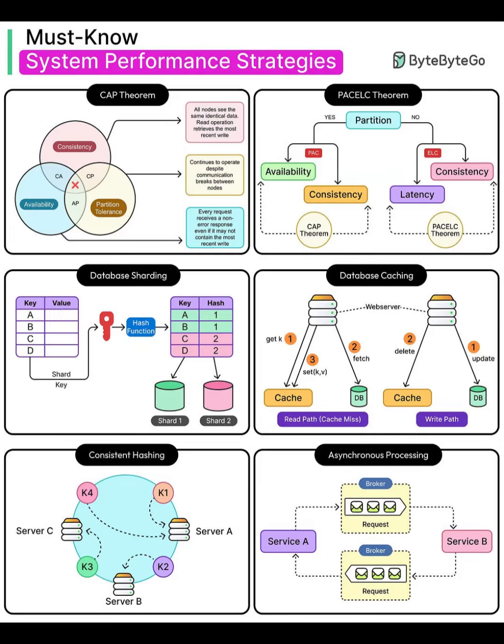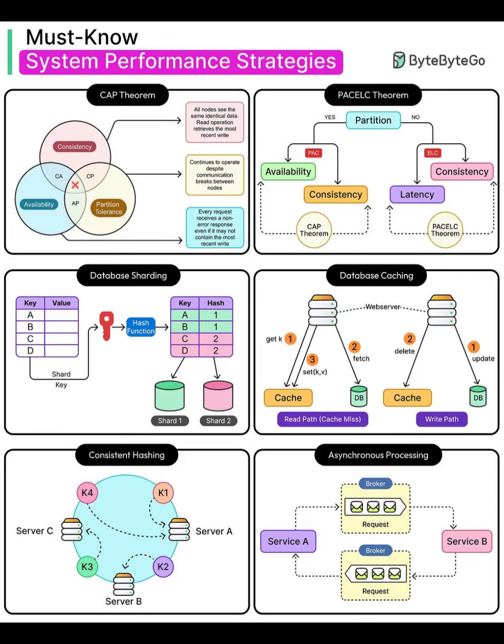Let's start with the CAP theorem in the top left. CAP says that in a distributed system facing a network partition, you must choose between consistency and availability. You can't have all three: consistency, availability, and partition tolerance. Partition tolerance is non-negotiable in real networks, so every system leans either more CP or more AP under failure. A CP system will sacrifice availability to keep data correct, while an AP system will keep taking requests even if some reads are slightly stale.